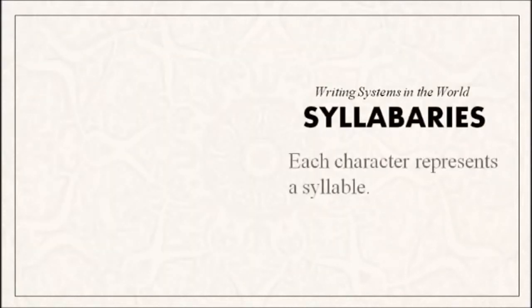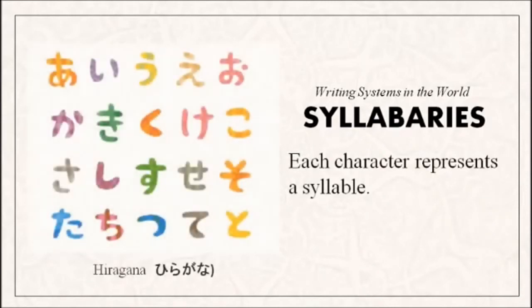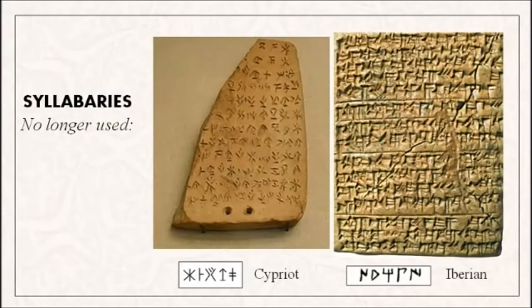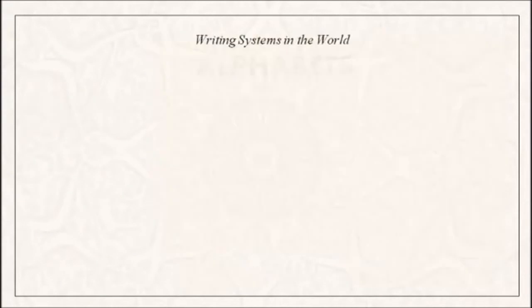Syllabaries are similar to syllabic alphabets. They differ, however, in that in the former each symbol represents a syllable. Perhaps the most known writing system of this type is Japanese hiragana. We can mention Iberian and Cypriot as syllabaries that are no longer used.